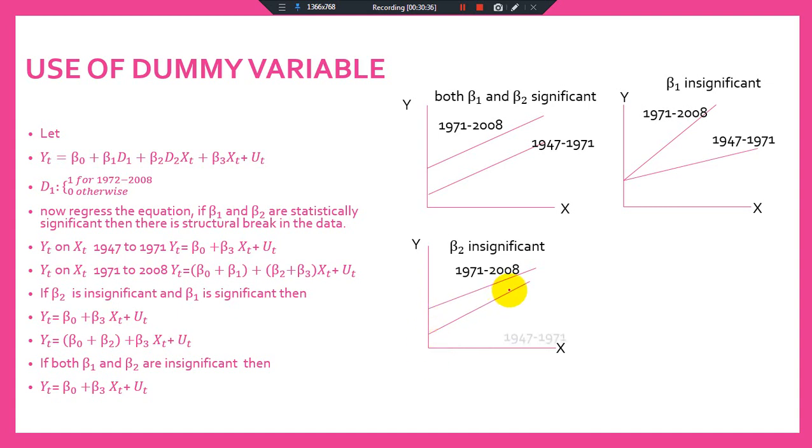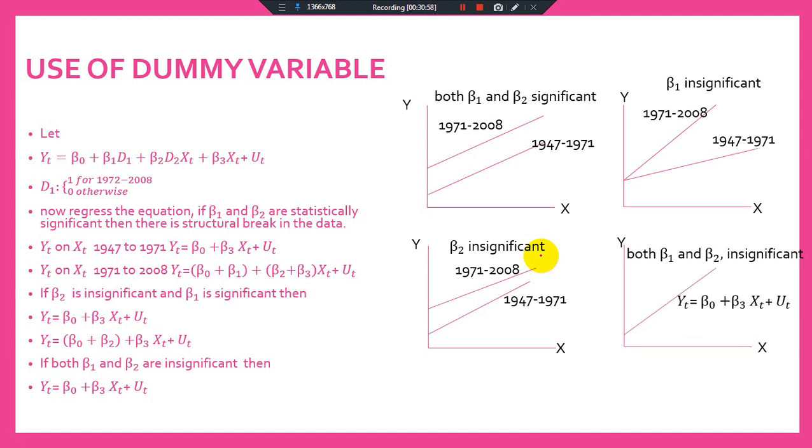But if we have beta 2 insignificant, then our regression line becomes as shown, with two different constants. In the long run, both regression lines will be merged. Maybe here they will become the same, or they are converging to one another. And if both beta 1 and beta 2 are insignificant, then our regression line is only one, because here we have Yt equals beta naught plus beta 3 Xt plus Ut.